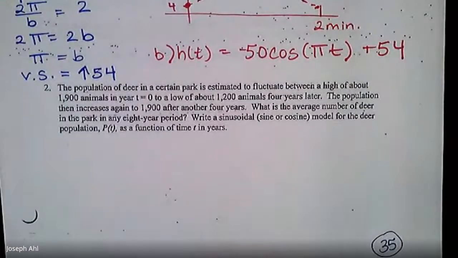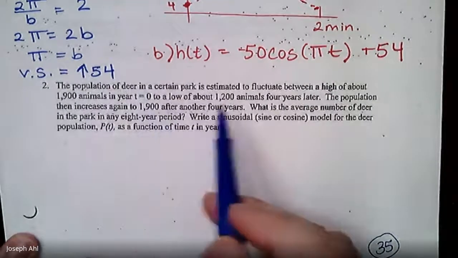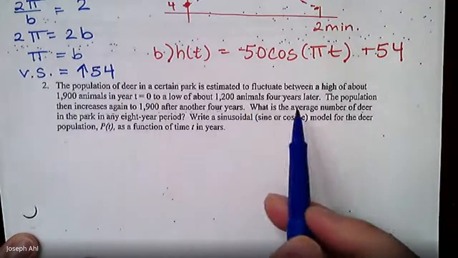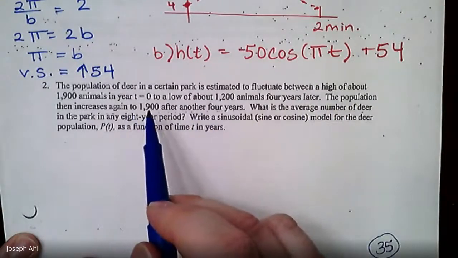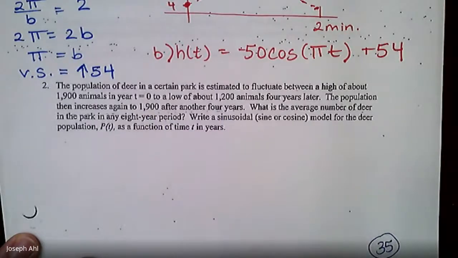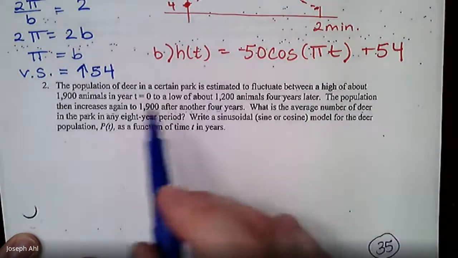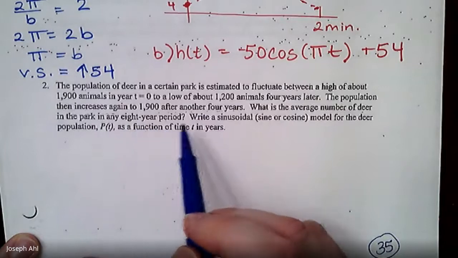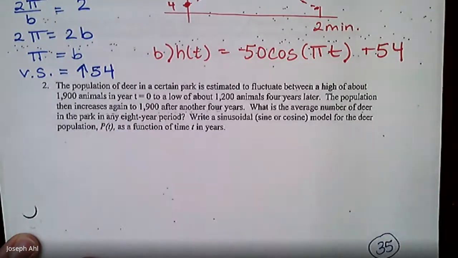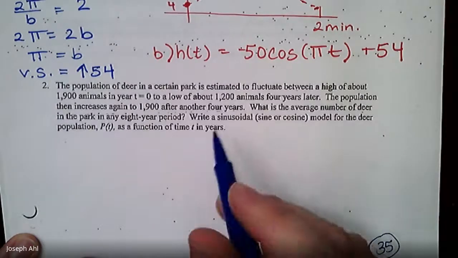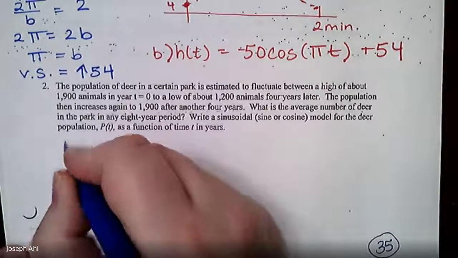Let's do this one. The population of deer in a certain park is estimated to fluctuate between a high of about 1,900 animals in the year t equals 0 and a low of 1,200 animals 4 years later. The population then increases again to 1,900 after another 4 years. What is the average number of deer in the park in any 8-year period? Write a sine or cosine model for the deer population p of t as a function of time in years. So here's what we've got.